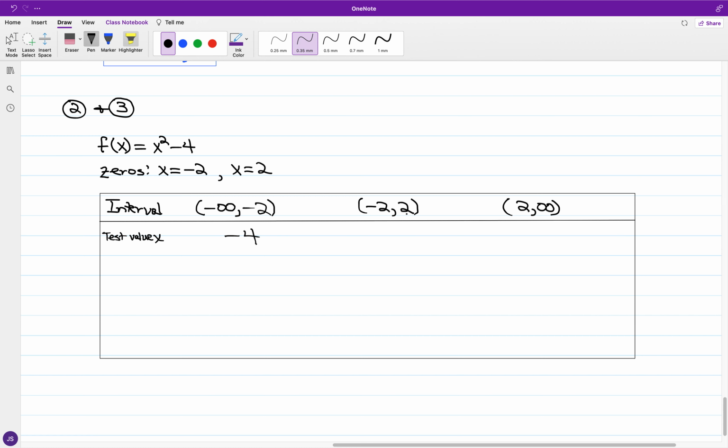And between negative and positive 2, if I want to go with integers, I can pick negative 1, 0, or 1. Those are the only 3 possible integers I can choose from. If you go with negative 1, that's fine, or positive 1, that's okay, but I'm going to go with 0 in this case. And then for anything that is greater than 2, I'll just go with the number 3.